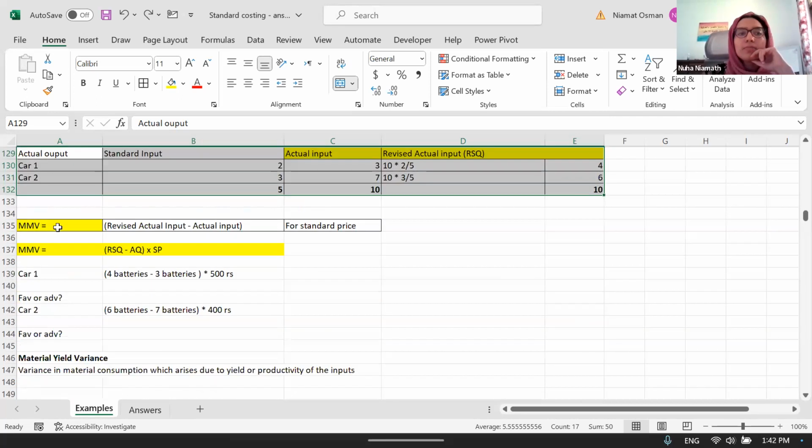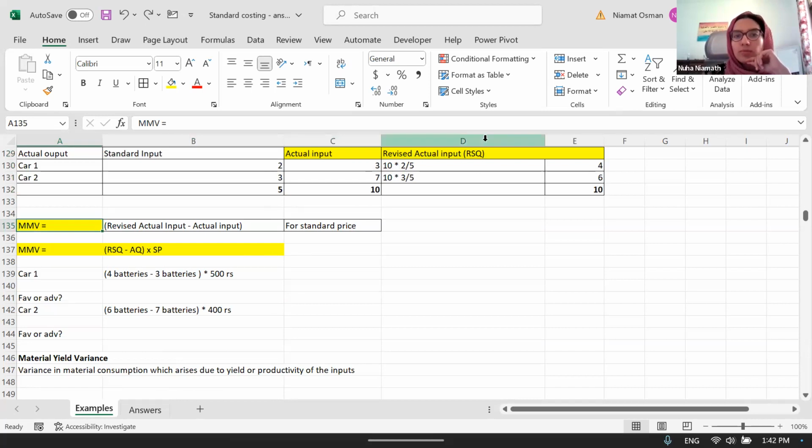So what is this mix variance? MMV is the revised actual input, which we just calculated, minus the actual input, at the standard price. Now you'll be getting confused. Why standard price? Why actual price? Always remember, when we are calculating a quantity variance, price will be standard because price variance is already calculated. Never ever bring actual price because price variance is already calculated. So it will remain at standard price.